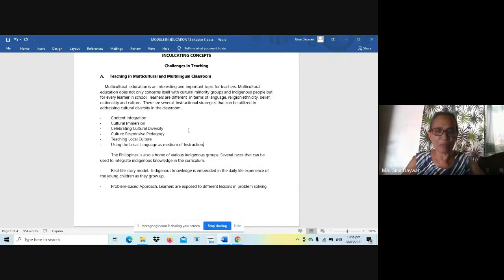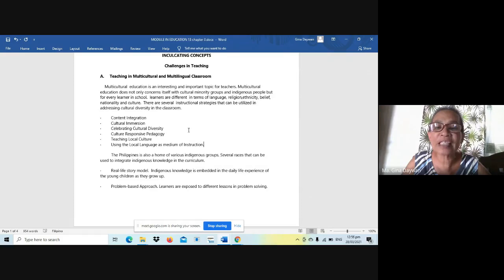Right, now let us go to challenge number 1. That is teaching in a multicultural and multilingual classroom. When you say multicultural education, it is an interesting and important topic for teachers because multicultural education does not only concern itself with cultural minority groups and indigenous people, but with every learner in school.